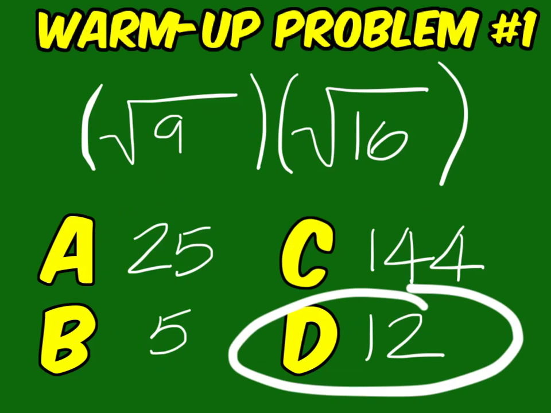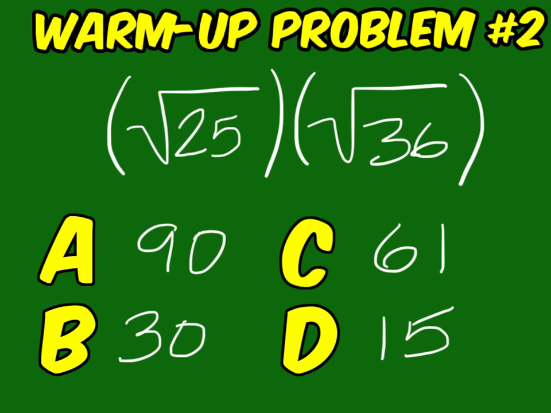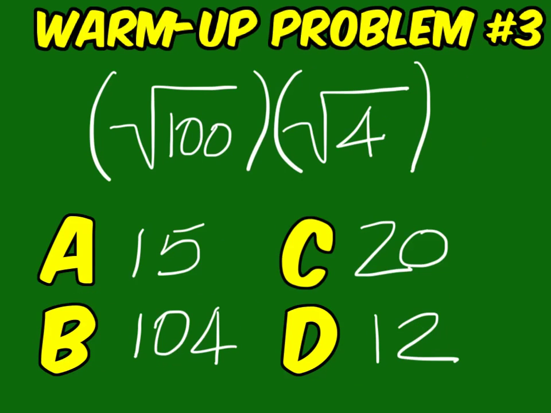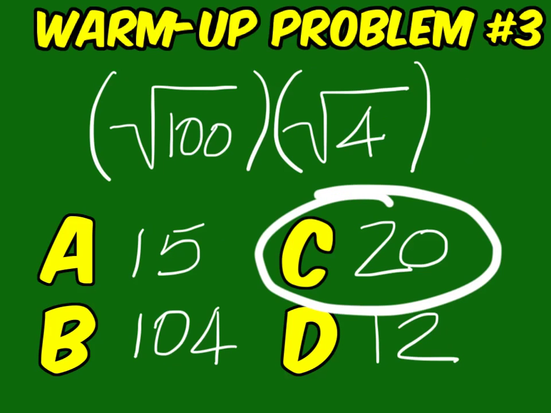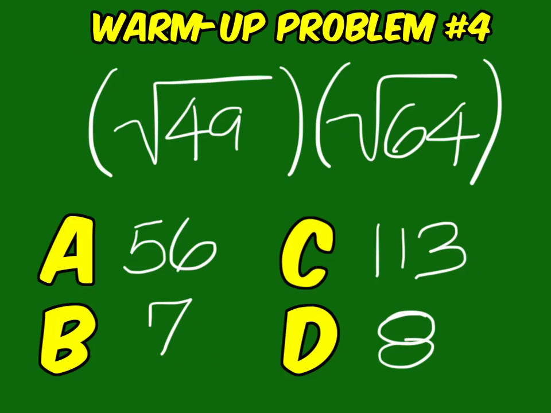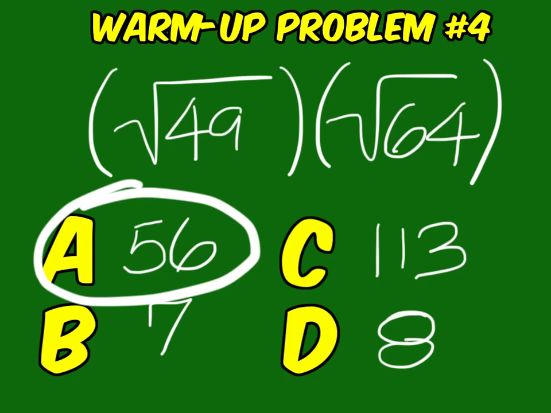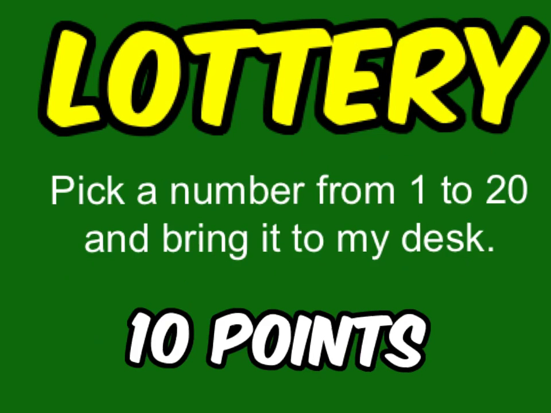Answer is D. Answer is B. Answer is C. Answer is A. Pick a number from 1 to 20, drop it off.